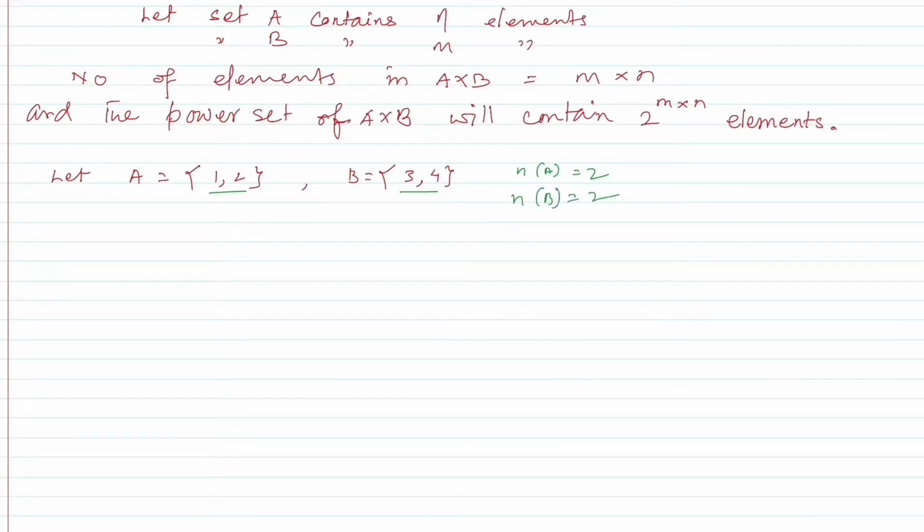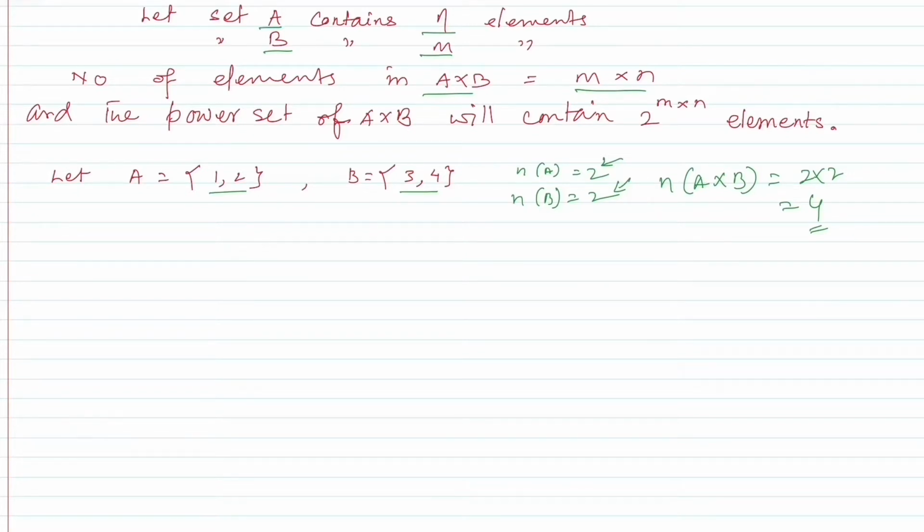Then according to this concept, if A contains n elements and B contains m elements, then A cross B must contain m into n elements. That's why the number of elements in A cross B must be 2 into 2, that's equal to 4, because the number of elements in set A and set B is 2 each.